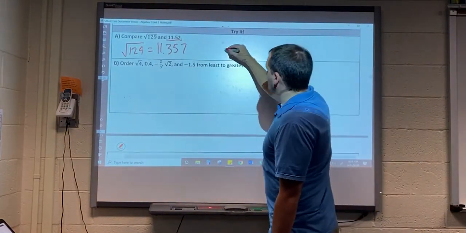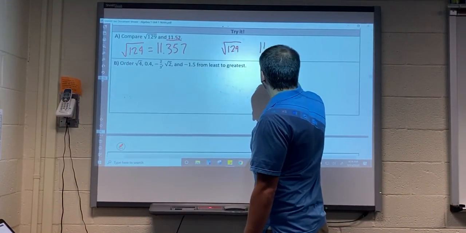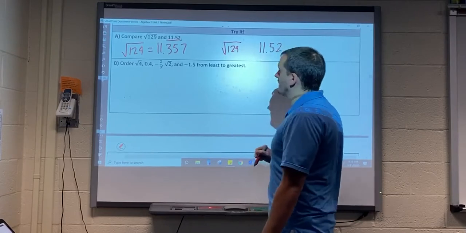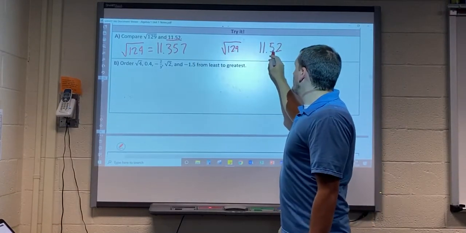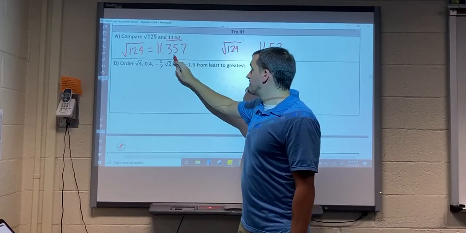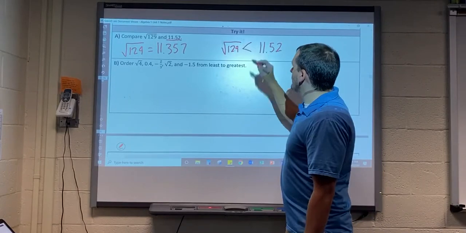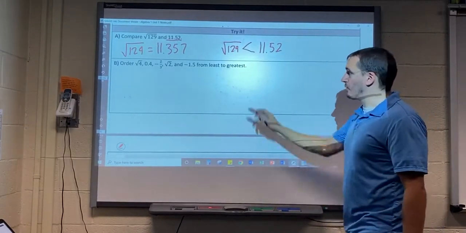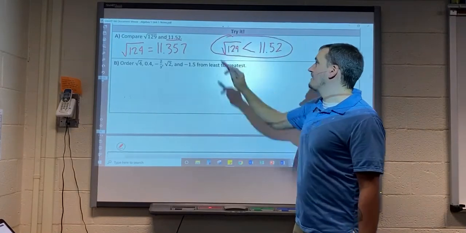Okay. So I'm going to rewrite these. Square root of 129 and 11.52. We can see comparing the 10th spot, okay, that 11.52 is bigger than 11.35. That means we're going to use the less than symbol. We are pointing towards the smaller value. So right there would be my answer.